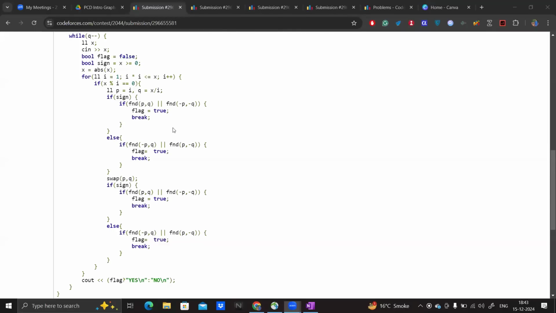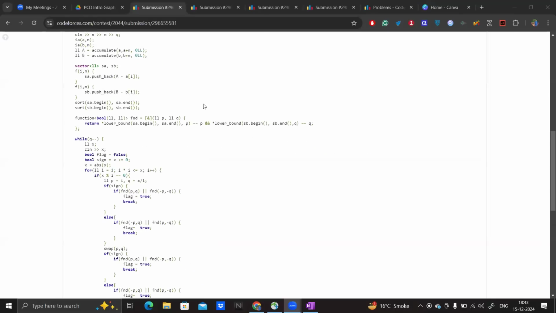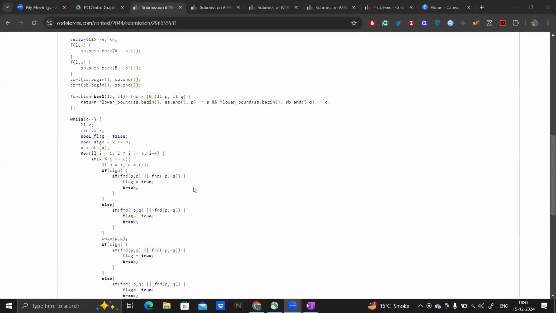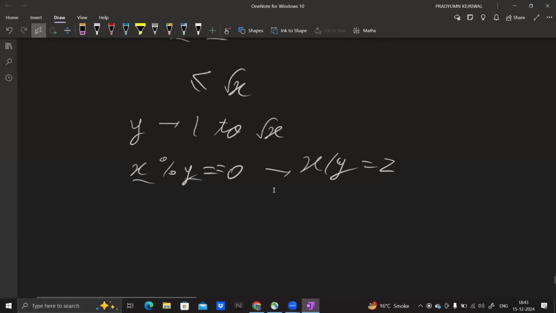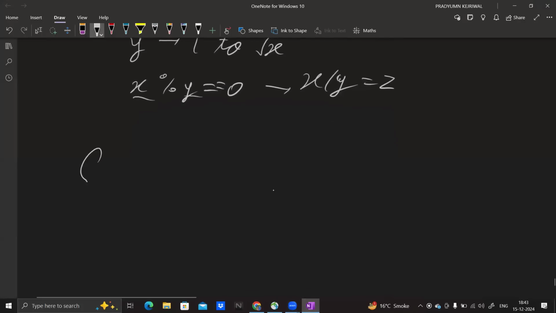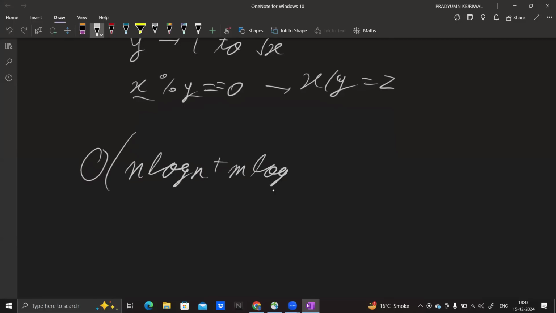Okay, I'm assuming no. So this was the problem, and we solved it with this complexity. O of initialize, we have to do in n log n for sorting. N log n plus m log n plus per query, we are doing root x work and log n plus log n to find out whether there exists or not.